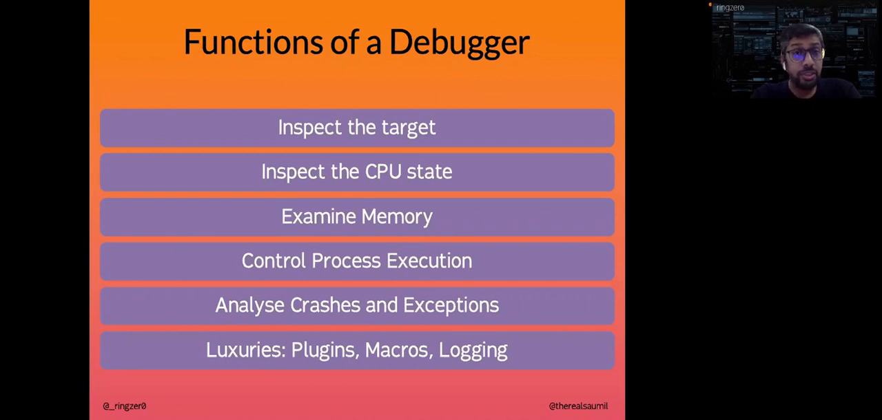A few of the popular features that every debugger will offer you: it allows you to inspect the target, inspect the CPU state, examine the memory of the process, and control the process execution. You can single step, you can jump. Sometimes you can even go backwards. You could do reverse execution. A number of modern debuggers support that.